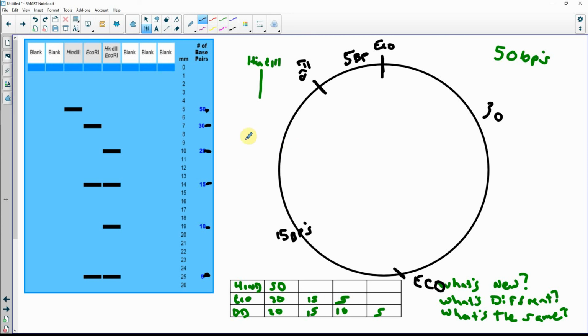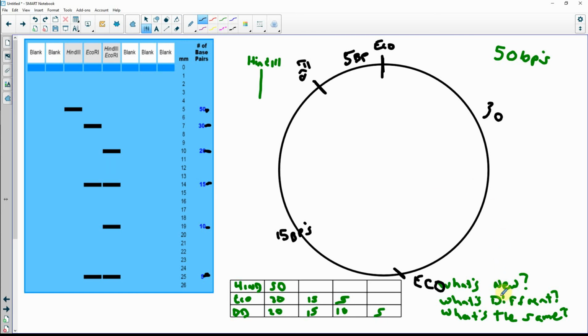The hard part comes with where does this Hindi fit in? Does it fit inside of the 5? Does it fit inside of the 15 somewhere? Or does it fit inside of the 30? And what you can do is you can look at what the double digest is because you now know that I ended up with 4 pieces of DNA when I put the Hindi 3 in there too. I have a 20 base sequence, I have a 15 base sequence, and I have a 10 base sequence, and I have a 5 base sequence.